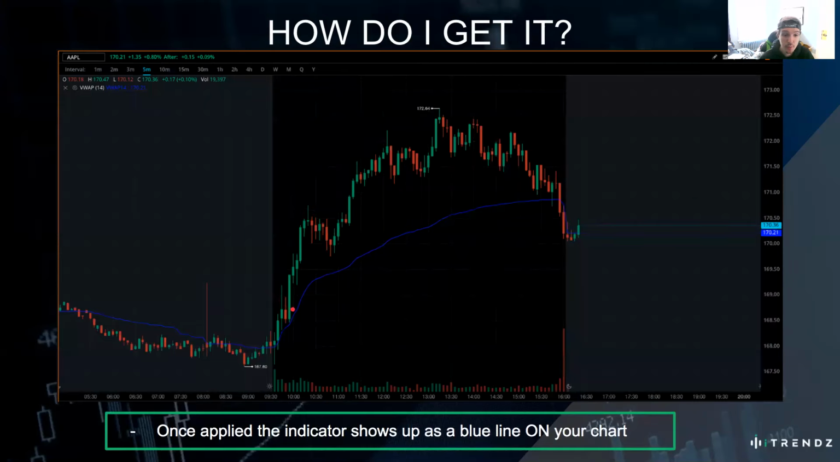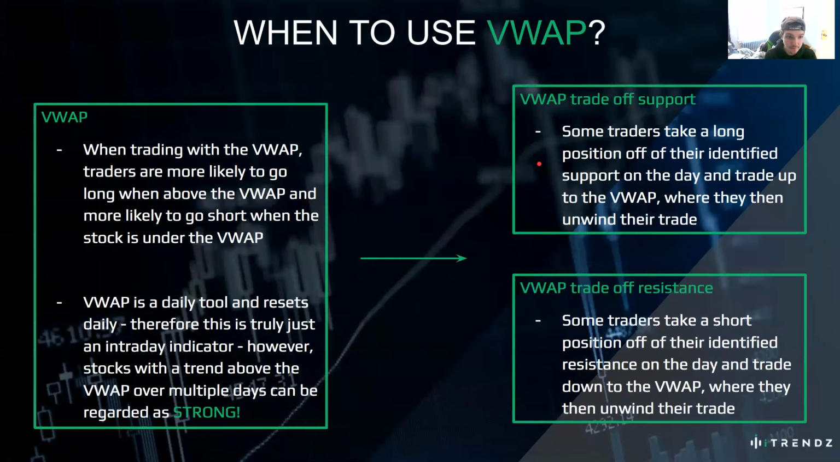So this is what it looks like when you put the VWAP on your chart. As you can see right here, following what we reviewed a minute ago, if a stock is generally above the VWAP, it is respected as strong. And if it's below the VWAP, it's respected as weak. So as you can see here, Apple was above the VWAP the whole day, very strong the whole day.